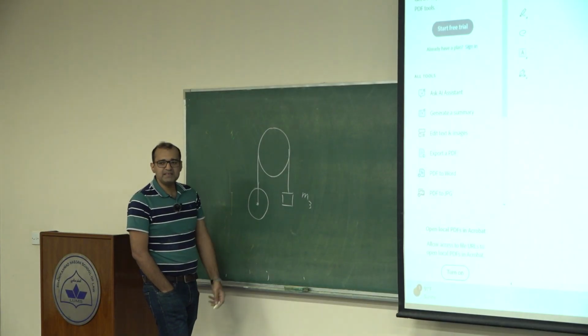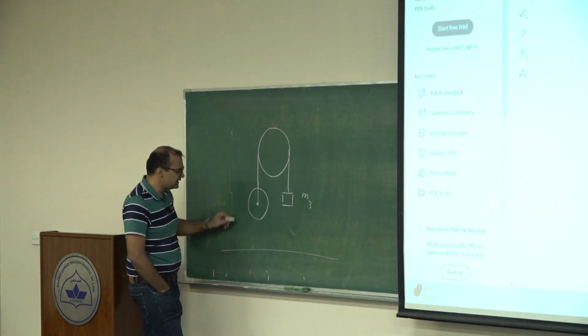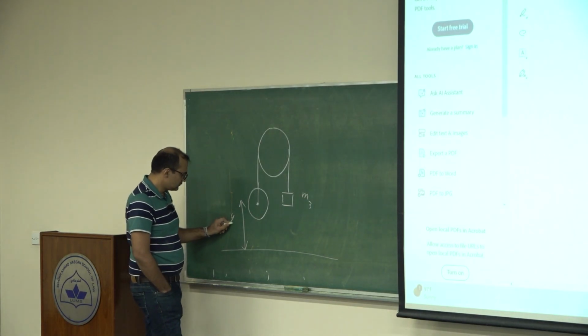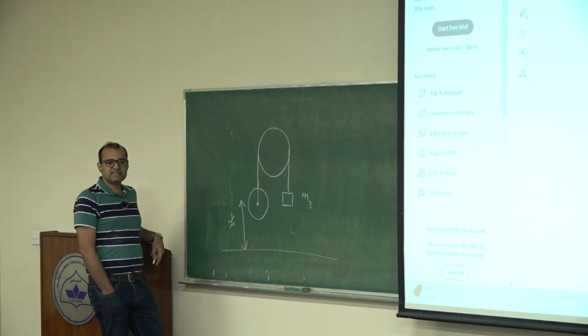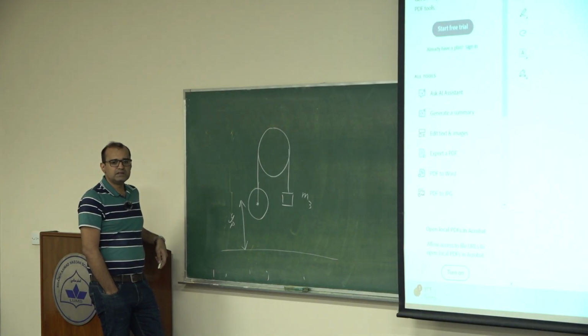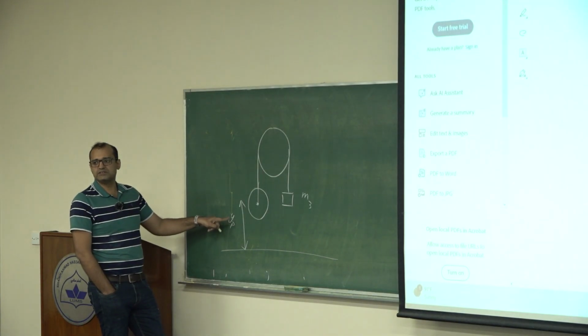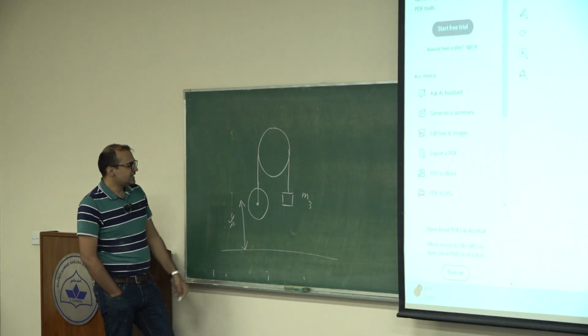How do I experimentally measure these accelerations? Essentially you will measure its height from some reference point. You will call it YP. If I can figure out how YP changes as a function of time, I know the acceleration of the pulley. I just need to look at the rate of change of the rate of change of YP. That gives me the acceleration of the pulley. Same thing for M3.